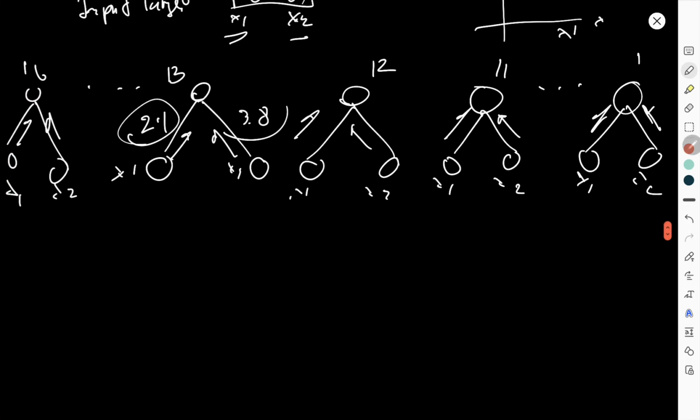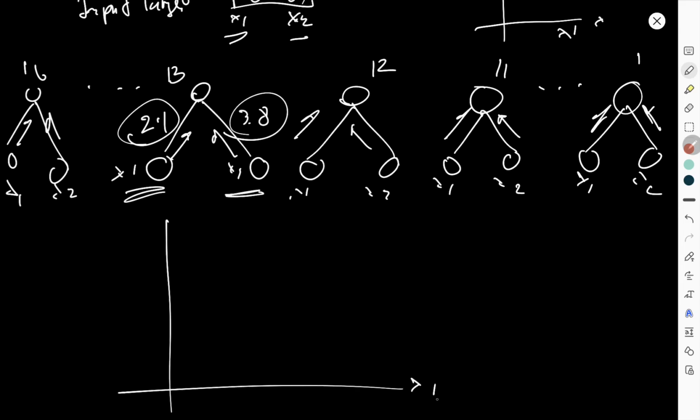You can represent the weights of x1 and x2 in the space like this. This is the dimension: x1 is on the x-axis and x2 is on the y-axis. x1 is 2.1 and x2 is 3.8, so you can represent node 13 here.